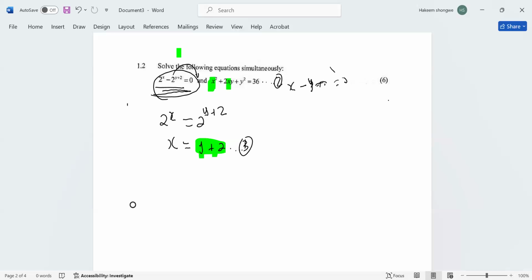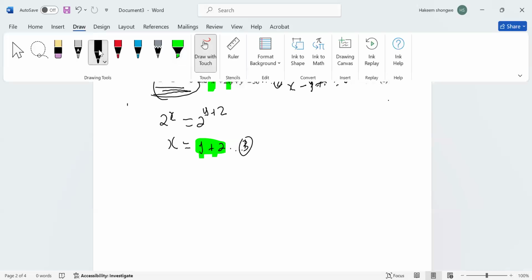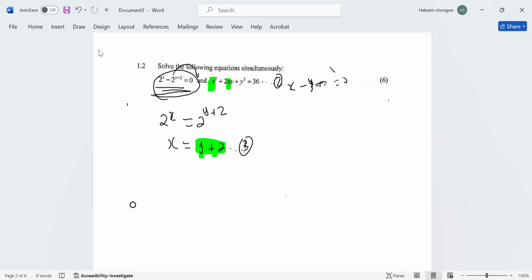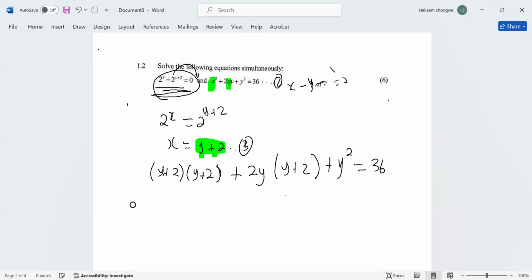So what are you going to have then? You are going to have x, but you're going to repeat it 2 times because there's a square. So you're going to have y plus 2, and then y plus 2. And then we have plus 2y multiplied by y plus 2 plus y squared, which is going to be equal to 36. Are you still struggling with this thing? You are fine. Okay, now that we're here, we can foil.